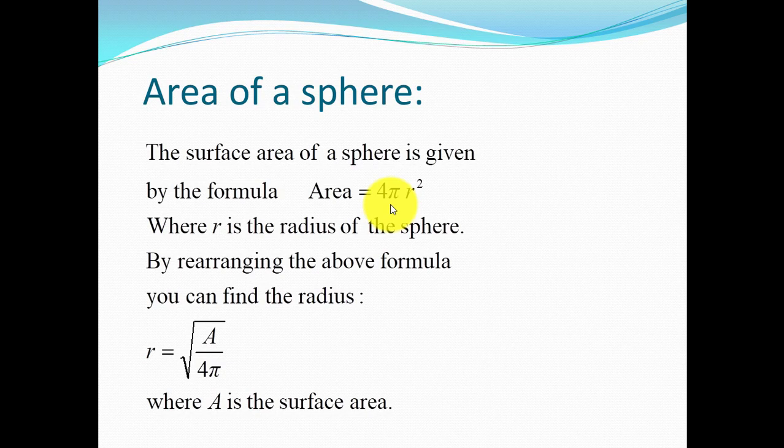If we know the radius of a sphere, then we can find the area of a sphere, because here 4 is a constant quantity, and pi also is a known quantity whose value is fixed, which is 3.14, or in fractional form 22 by 7.